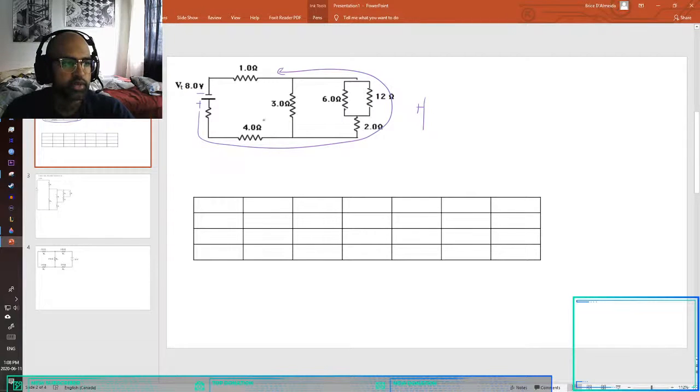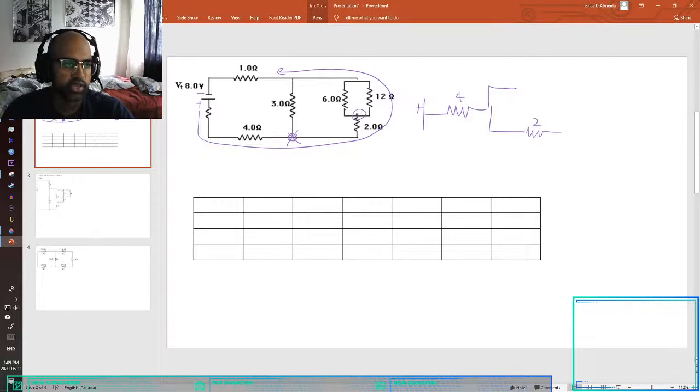The first resistor we encounter is that 4 ohm resistor. Next, we get a choice. We reach a junction where the electrons have choices now. We can either go through the top path or the bottom path. In the bottom path, I'm going to say this is the bottom path, then we have the 2 ohm resistor.